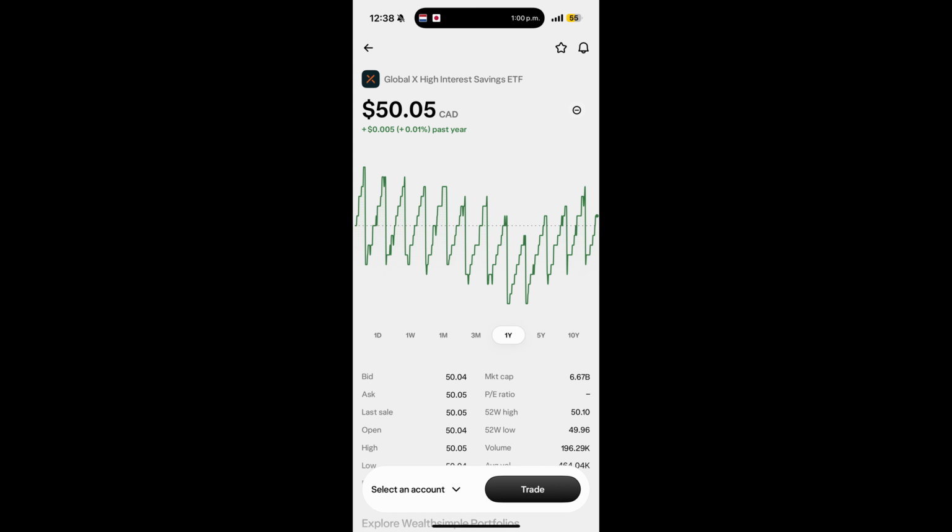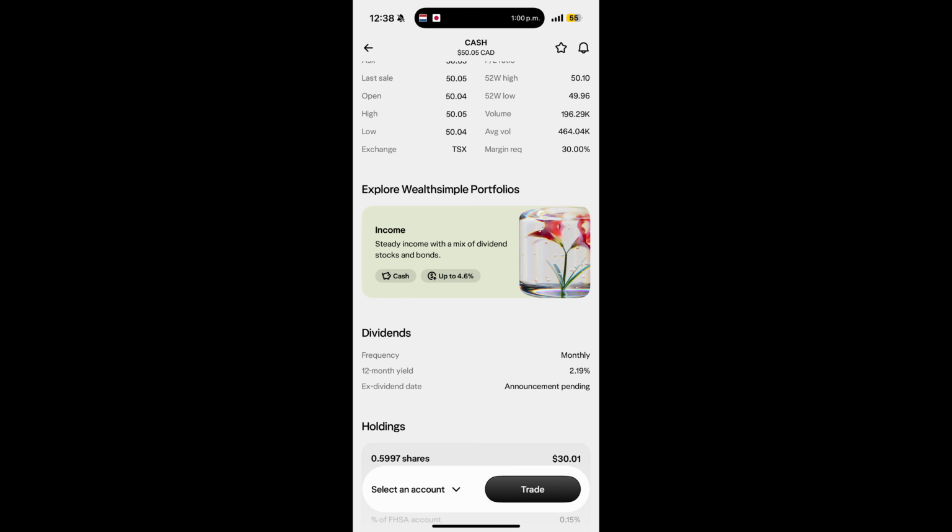Once you open it, you'll see information about the fund, including its current dividend yield. Keep in mind that the yield changes depending on market conditions and interest rates, so the number you see today may be different in the future.